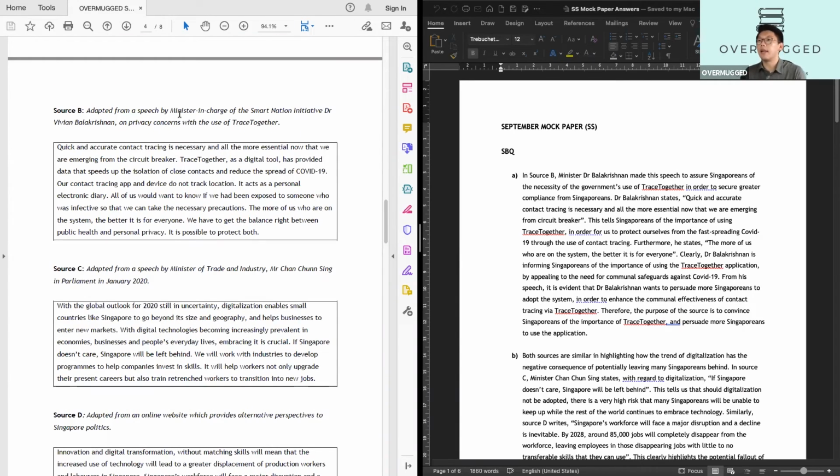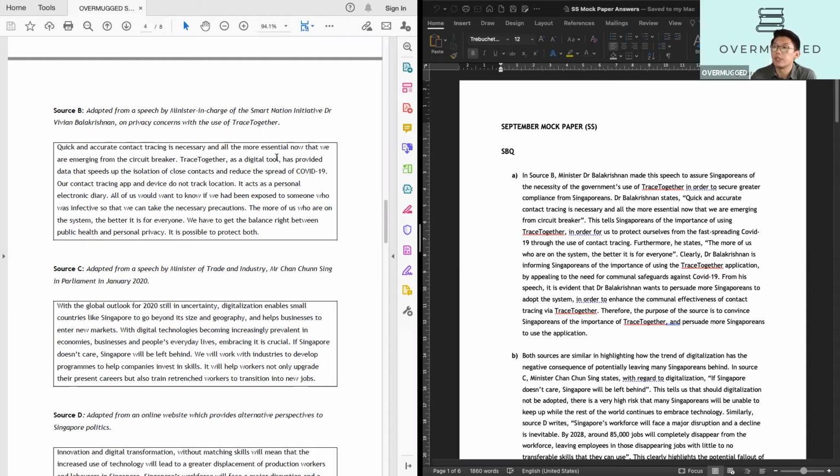So if you look at it, right, we first have to understand the content of the source. So it's saying that quick and accurate contact tracing is necessary, and all the more essential now that we are emerging from a circuit breaker. So right off the bat, you can tell that it is clearly dealing with the COVID-19 pandemic and the impacts of data security in terms of contact tracing.